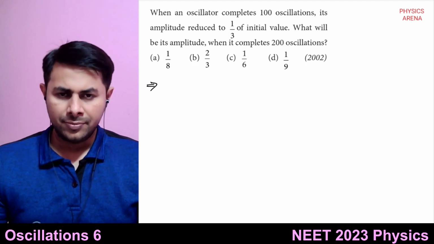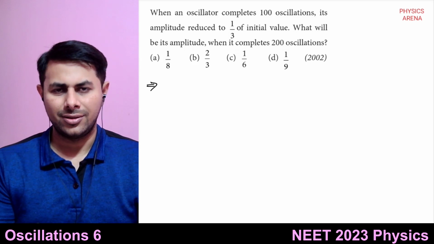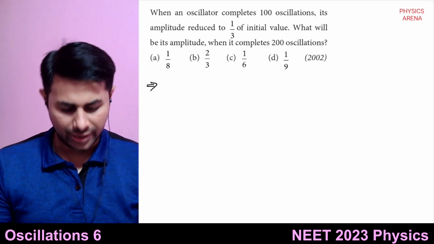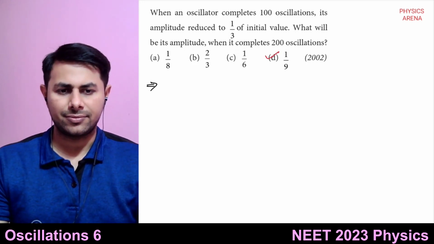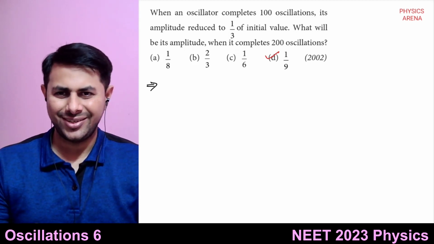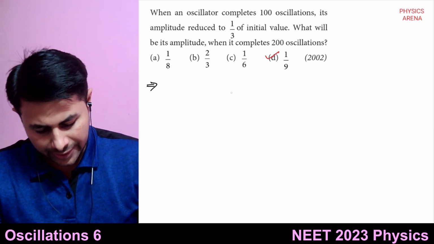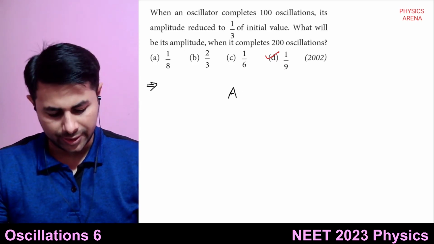Okay. This is another 100 oscillations, you can say. So it will reduce to one third of one third. That is 1 by 9 is the answer. You can solve this if you like. After some time, what happens? Okay, so let us write down an equation of amplitude of damped harmonic oscillator.